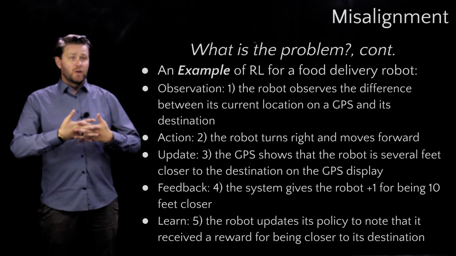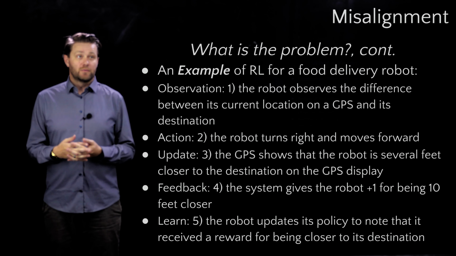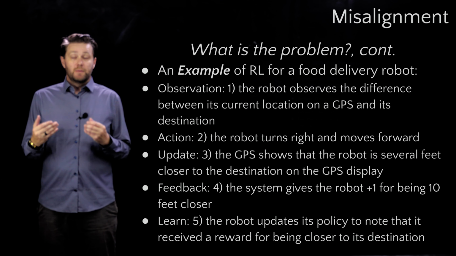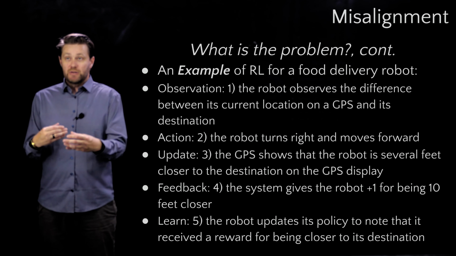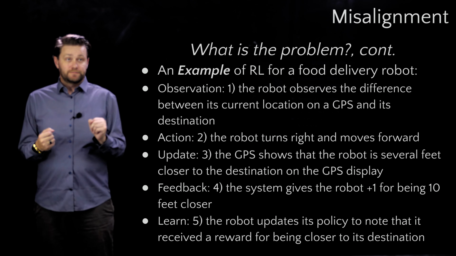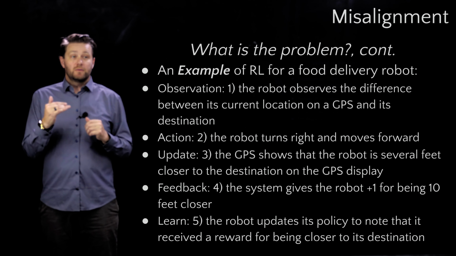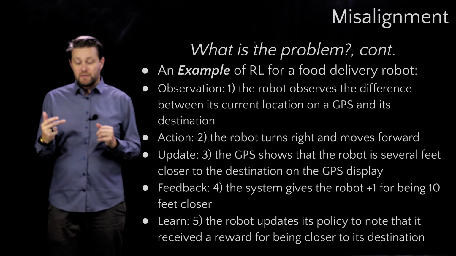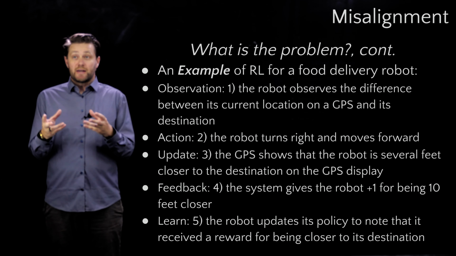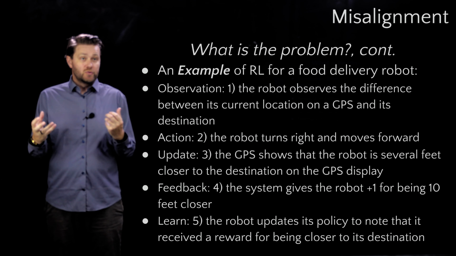Okay, so let me give an example of this 5-step process. Let's imagine a food delivery robot. The observation stage might be that this food delivery robot observes the difference between its current location on a GPS and its destination that it's programmed to find. So the agent observes that there's a difference. Now let's imagine for this example that we have told this agent that it wants to get closer to the GPS destination. So maybe the robot turns right and moves forward.